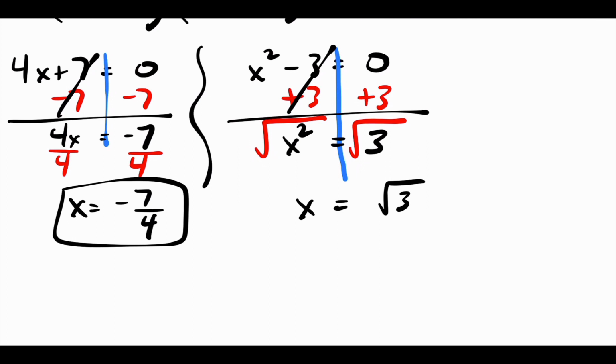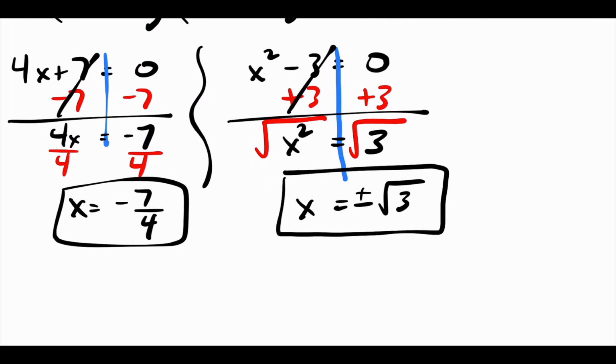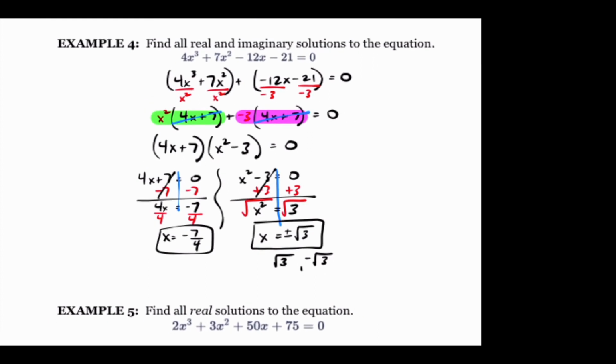But we said this guy should have 2 of my answers. So where do I get the 2 answers from? Plus and minus, right? Anytime you take the square root of something, you're going to have 2 answers, a positive and a negative answer. So you can write it like that in Delta Math with the plus and the minus, or you can write it like this. That's okay too. You can write it with just the square root of 3 and then one with the negative in front. That's okay too.